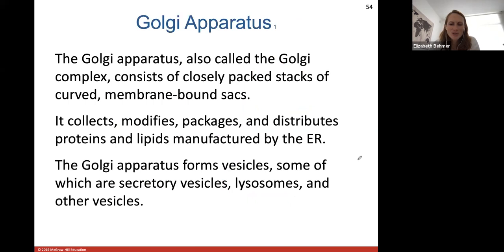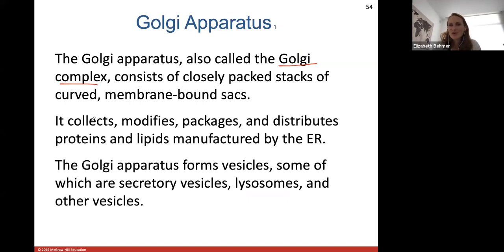Okay, we'll talk about Golgi and then we'll pause here for the day. Your Golgi apparatus, also called the Golgi Complex, and you'll probably see those two words interchanged in your lab material, so just keep that in mind. The Golgi apparatus is also called the Golgi Complex. It also consists of closely packed stacks of curved membrane-bound sacs.